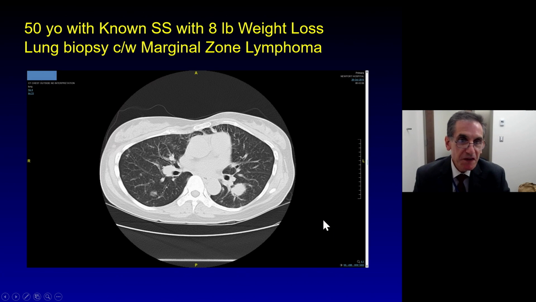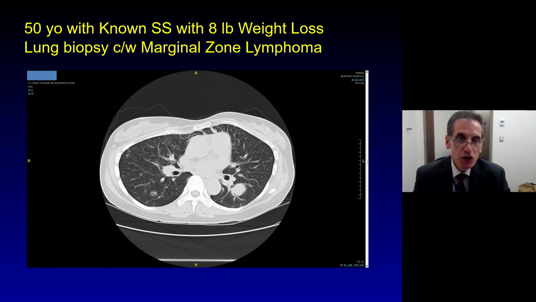Here's a patient who's 50 years old, known Sjogren's syndrome, Rho antibody positive, who developed an 8-pound weight loss and then had these multiple nodules in the lung. She had a lung biopsy done, which showed a marginal zone lymphoma. These patients may need treatment for these lymphomas and may respond to typical treatment for lymphoma, but a degree of suspicion has to be considered.